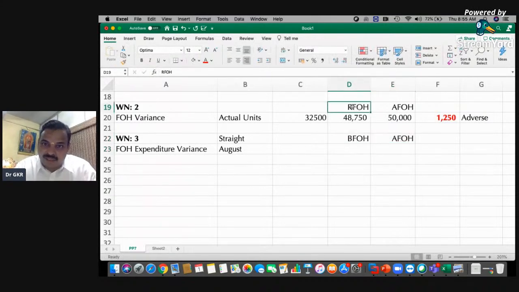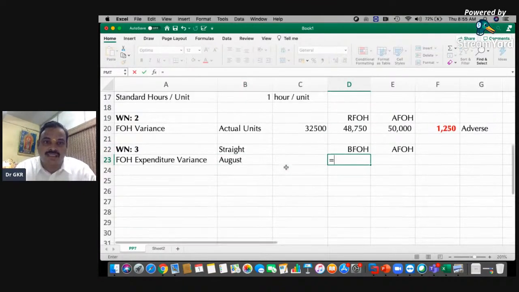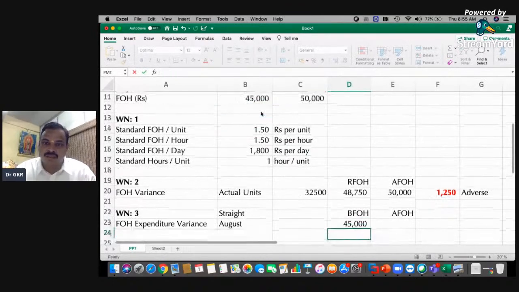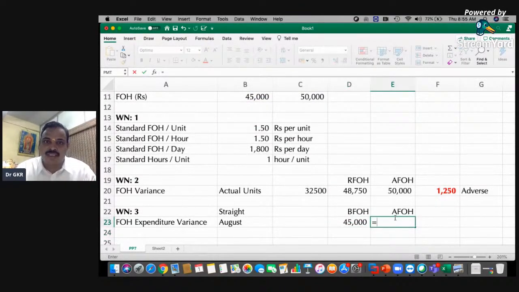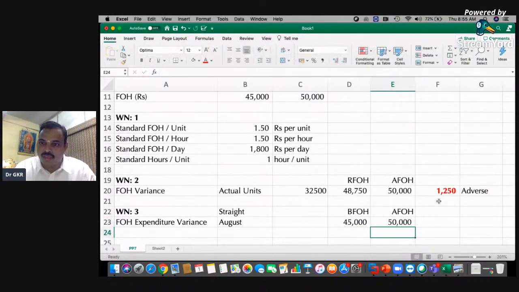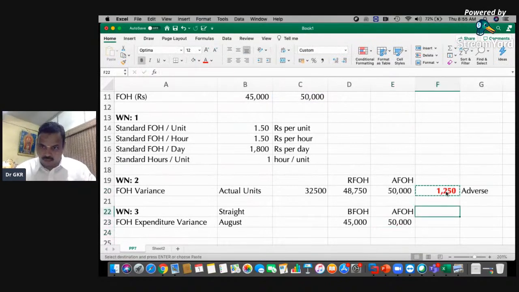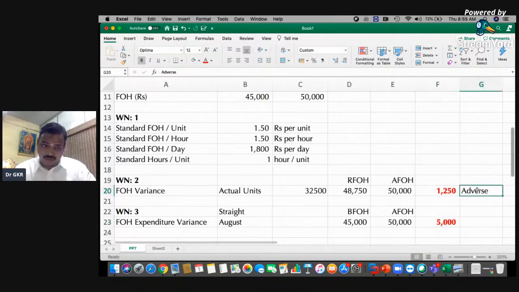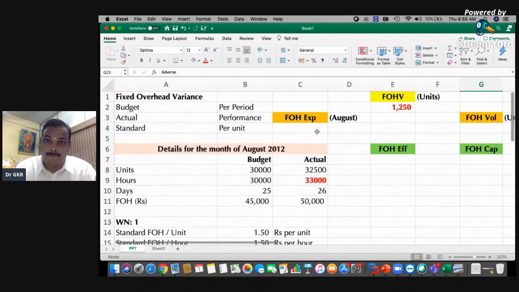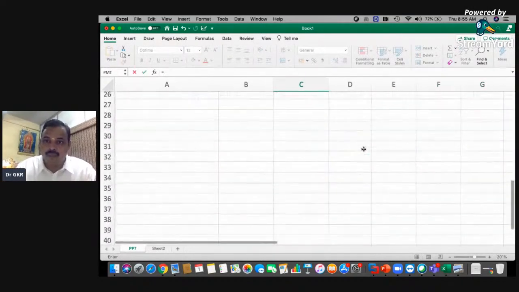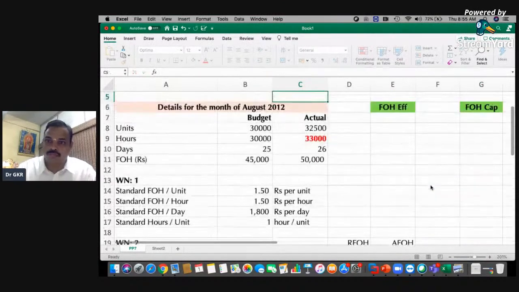Here it is recovered fixed overhead of 32,500. Here, budgeted fixed overhead for August is 45,000. Actual fixed overhead is 50,000. That's all. So the difference is what? 5,000. That is also adverse. Why? You have spent an excess 5,000. Good. So here it is actually 5,000.